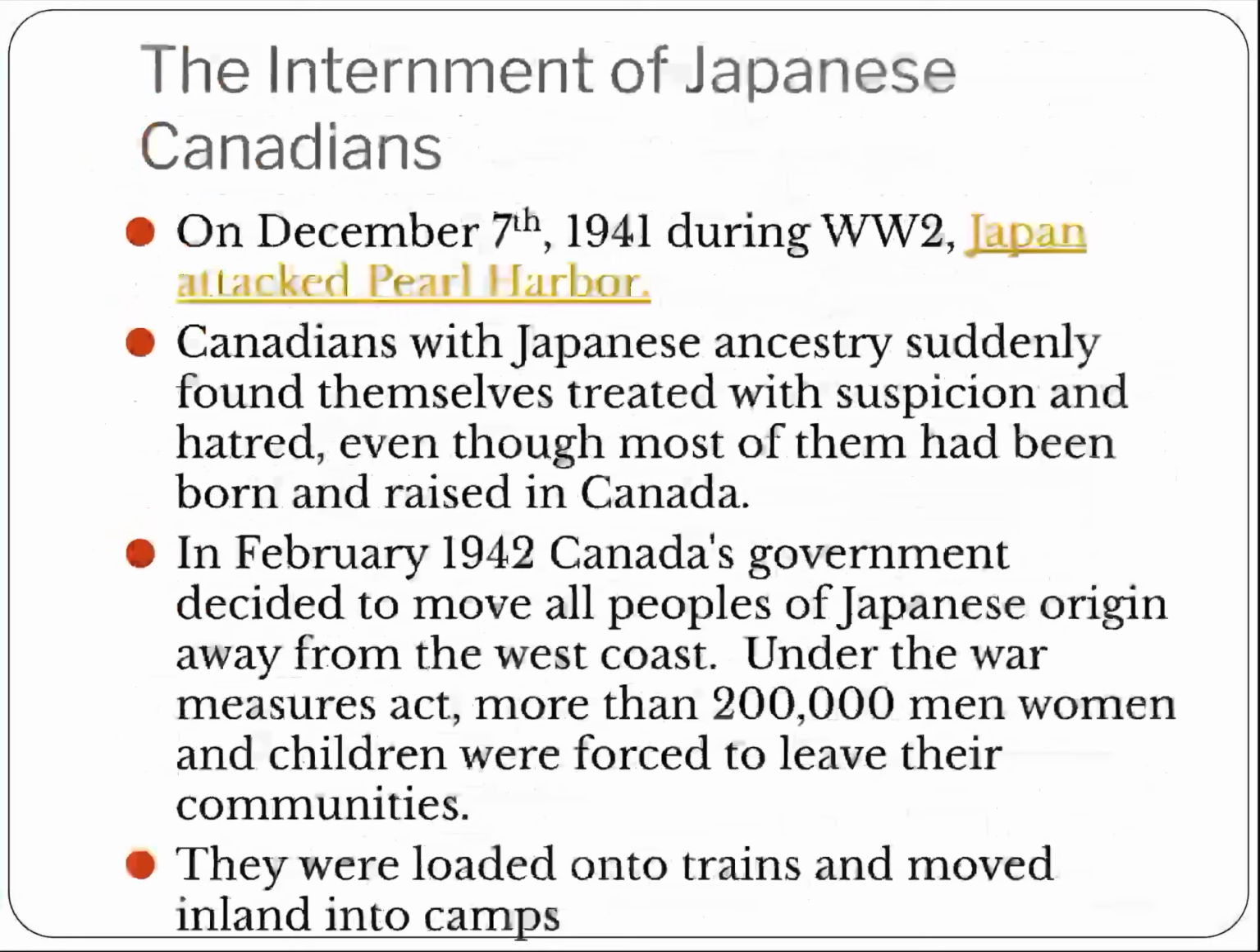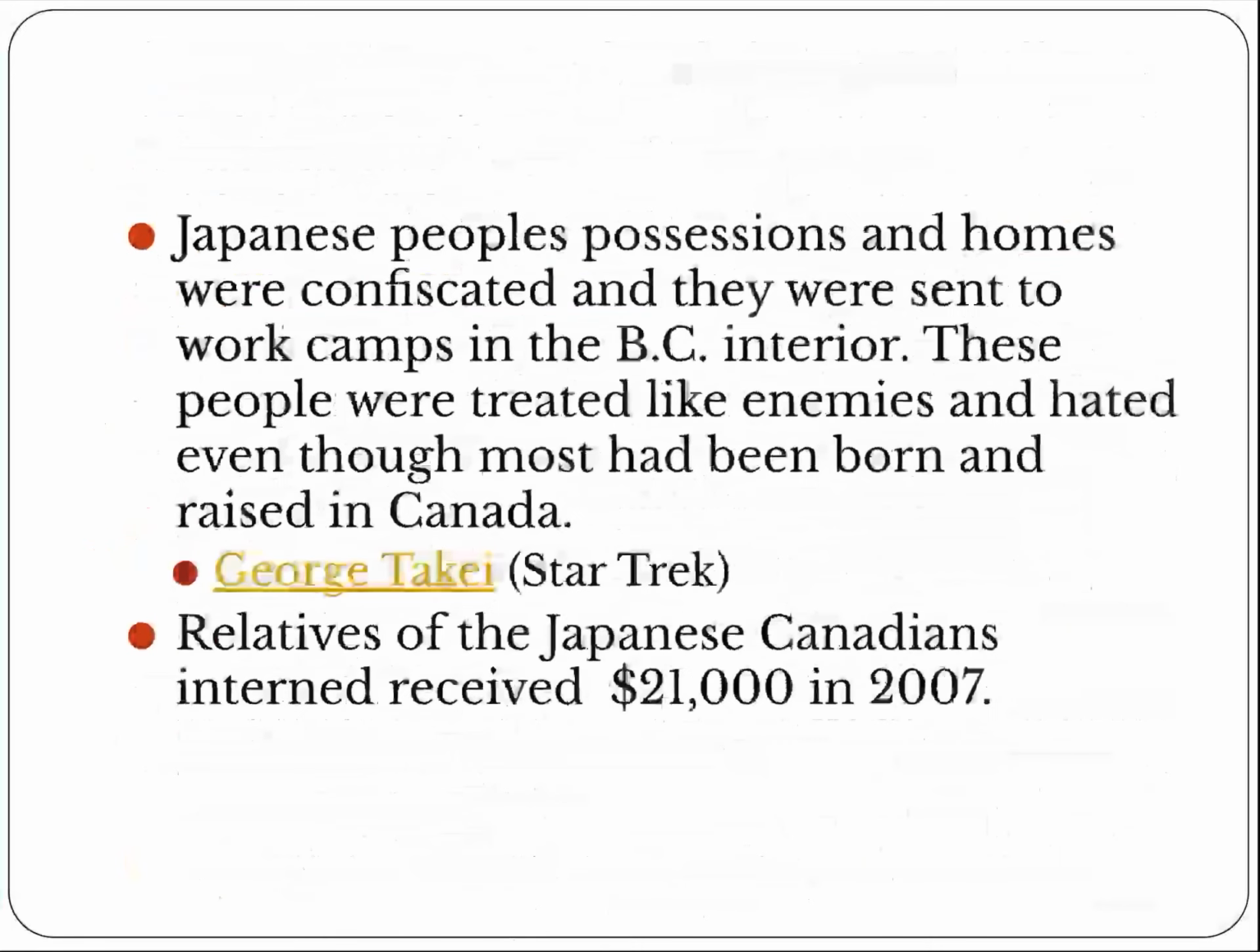Still today, but even in 1942, the West Coast had a very large Japanese population. It's just the closest to Japan, right? That's just where they come off, and that's where they live. So under the War Measures Act, which was again enacted, more than 200,000 men, women, and children were forced to leave their communities. They were moved inland in BC, loaded on trains, and moved inland into camps. Japanese people's possessions and homes were confiscated, and they were sent to work camps in the BC interior. These people were treated like enemies and hated, even though they had been born and raised in Canada.